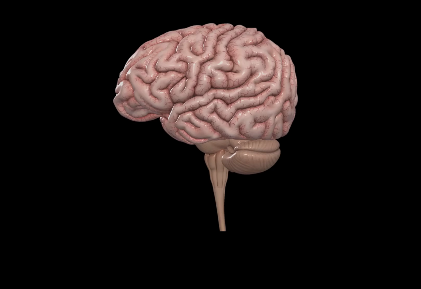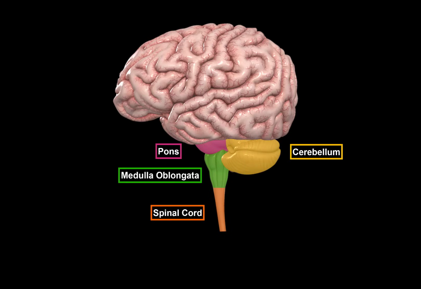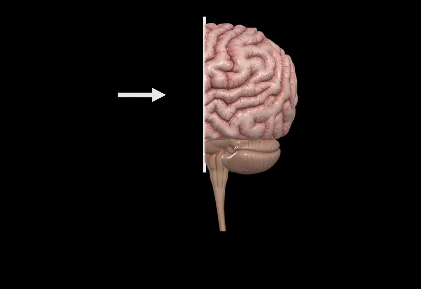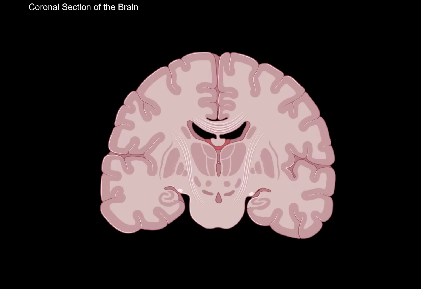But if we change this picture into a more realistic one, we will find the spinal cord, the medulla, pons, and the cerebellum. And then the telencephalon would be the whole blue area right here. Let's now make a vertical section, just like this, cut it, and then look at the brain from this perspective. We will see this. So this is what we call a coronal section of the brain.